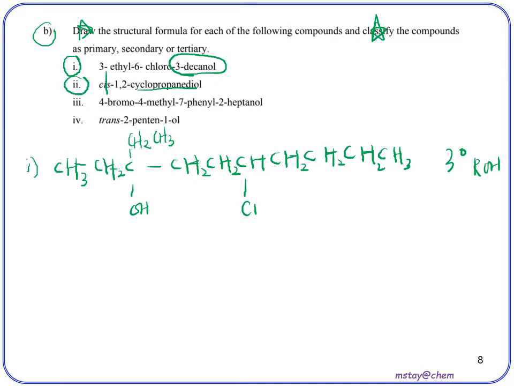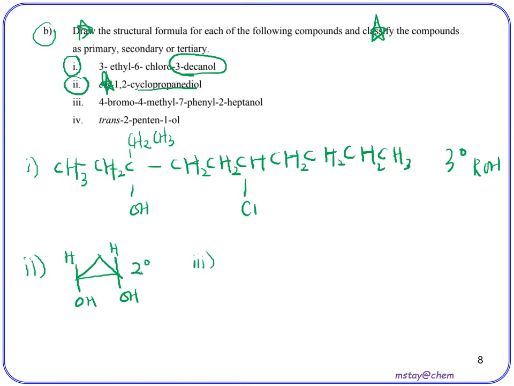Followed by the second one, cyclopropanediol. Since we want the cis, we have to draw the cyclopropane first. The first and second carbons consist of a hydroxyl group, and since it is cis, the hydroxyl groups have to be next to each other. So this is a secondary alcohol.